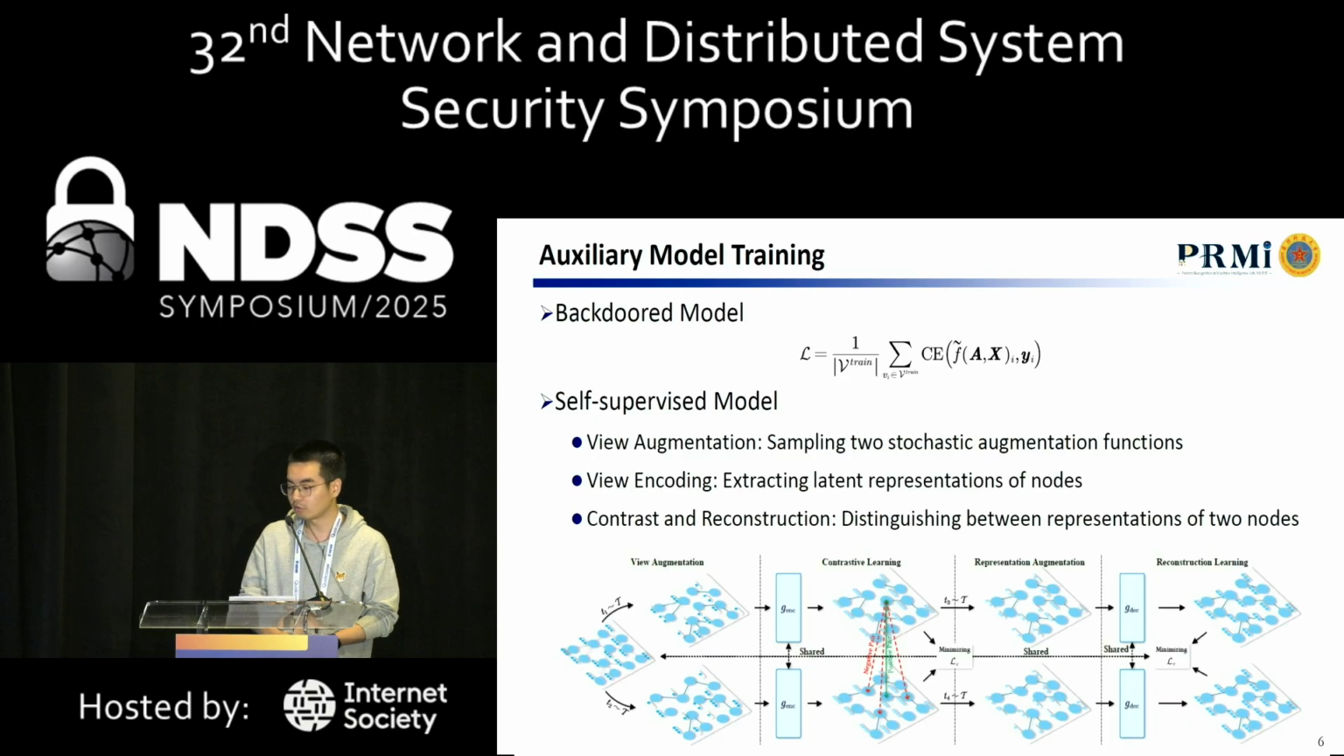In view encoding, we extract latent representations of the nodes for the two augmented graphs. And in contrast and reconstruction, we use positive and negative sample pairs to help the model distinguish similar and dissimilar nodes. The entire learning process makes the model learn a robust graph representation.